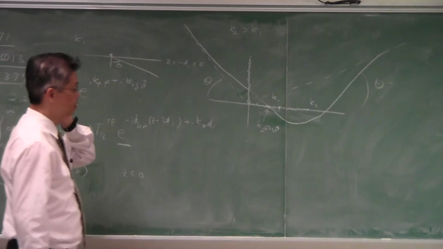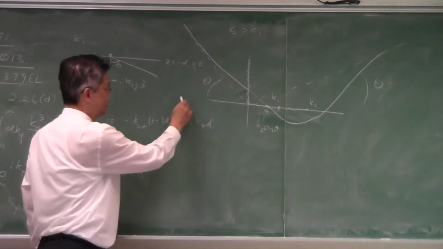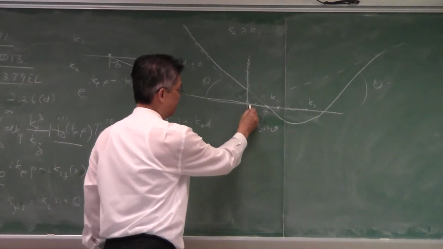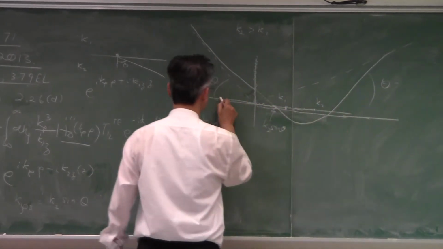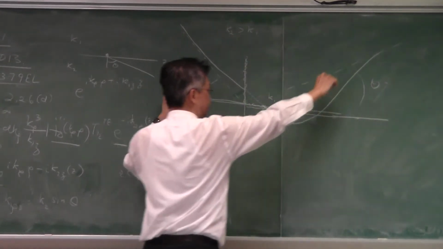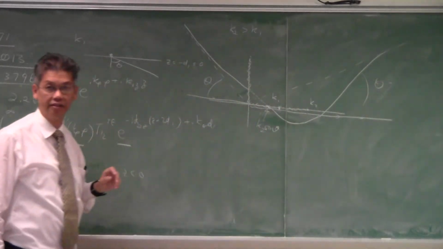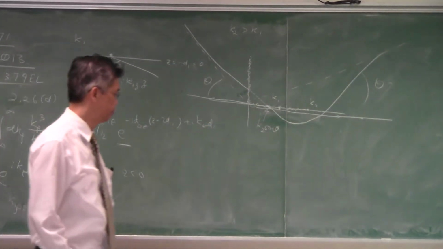So you can deform from the SIP, the Sommerfeld integration path, to the steepest descent path very easily. You can see the detour and the deformation.